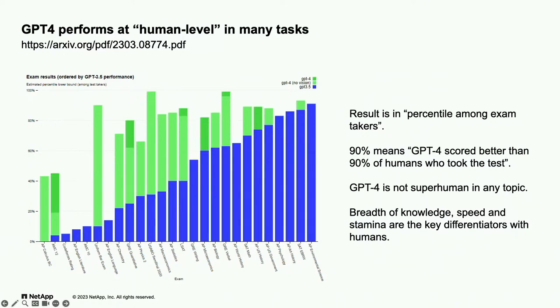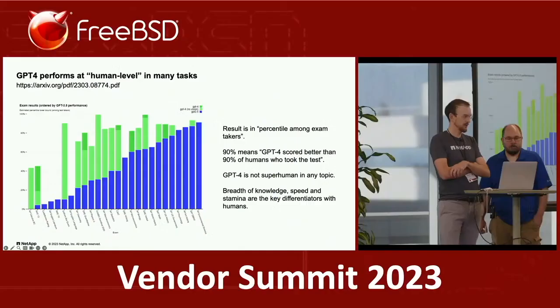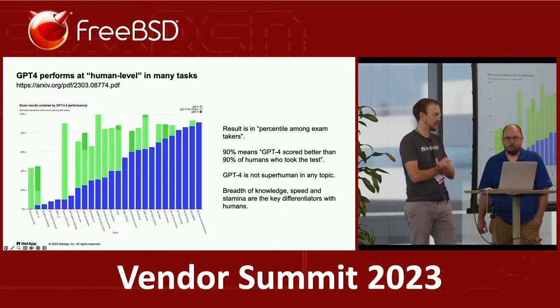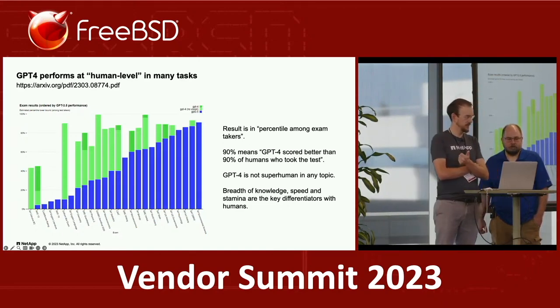And then the y-axis is results in percentile among exam takers. So this isn't how many questions the models got right. It's how well it compares to other humans who took the same test, right? So a 90% result means that GPT-4 scored better than 90% of the humans who took the same test. And supposedly those humans are not taken at random. They've studied for the test, right?